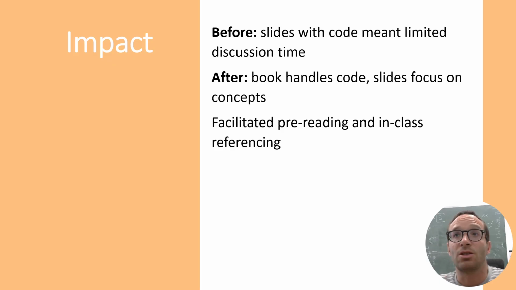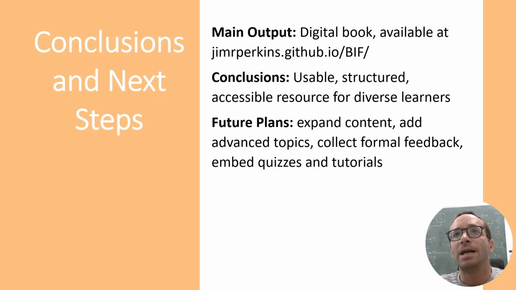And just about the impact. Before, we had slides with code and limited discussion time. Now the book handles the code and we can just focus on concepts. And the main outputs, please have a look at the digital book. You can find it here, Jim Perkins, GitHub.io, BIF.